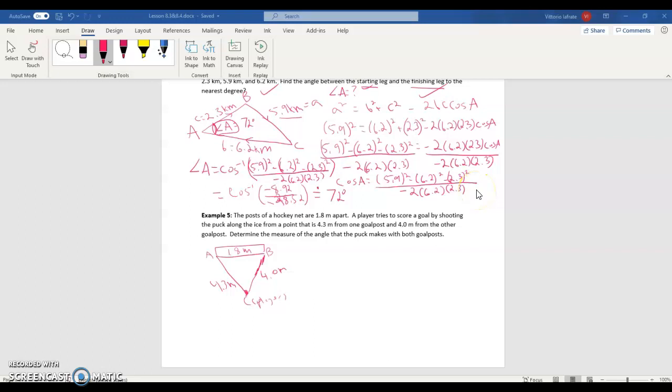This is 8.3, 8.4, part 3. We're just going to finish example 5 from this lesson. So we had drawn our goalposts A to B, 1.8 meters, and then we labeled this part over here the player C. That would make the 1.8 meters side C. This would make the 4 meters side A, and then the 4.3 meters side B, because it's opposite of those angles. And we want to know the angle between the puck and both goalposts.